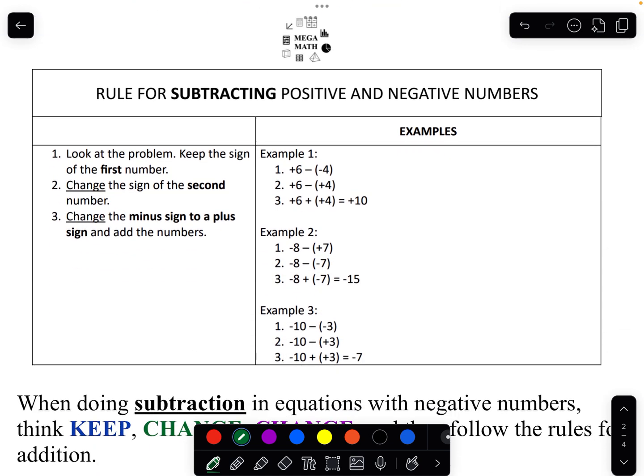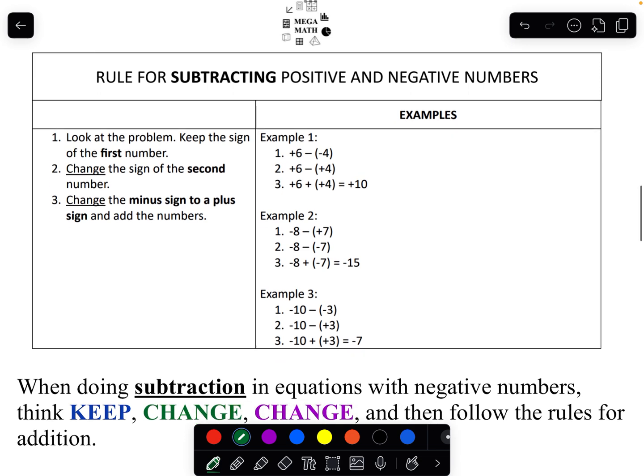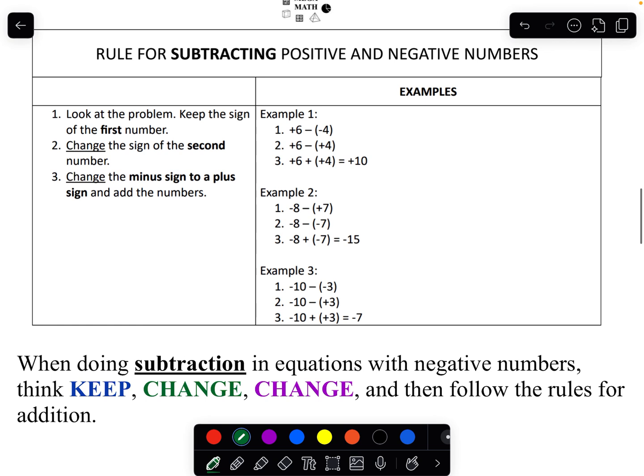Okay, so let's now get to the rules for subtracting. We have to know the rules for adding positive and negative numbers before we go into the rules for subtracting positive and negative numbers. And so there's a basic rule that I tell my students to remember, which is keep, change, change. So this is how it goes.